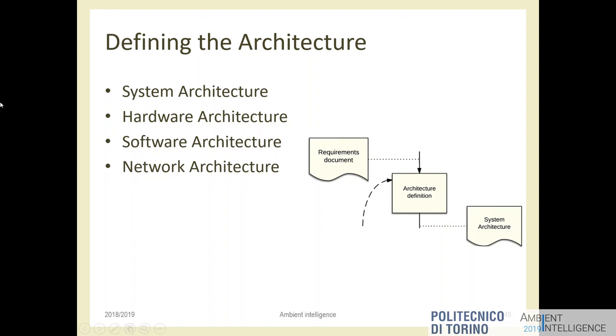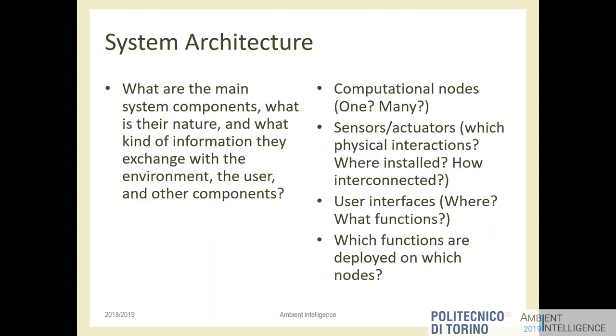And so we'll define, there are several levels. One is the most general, we call it system architecture, so the big picture of how the system is structured, and then we can go into more details about the hardware or the software and the connectivity in the network architecture. So the system architecture tries to respond to the question, what are the main system components? What is their nature? What kind of information do they exchange with the user, the environment, and with other components?